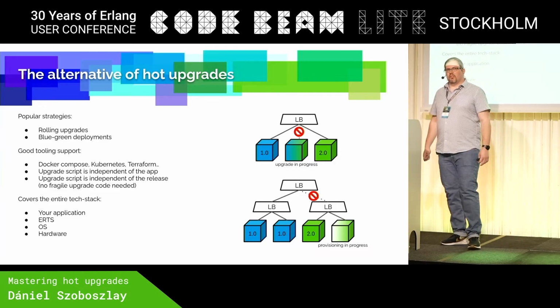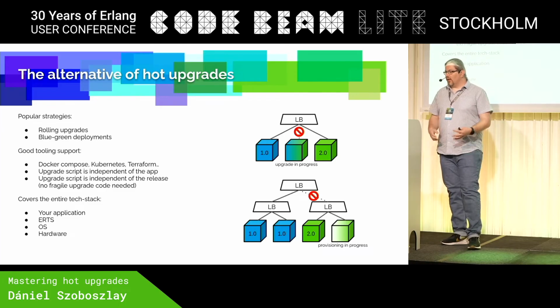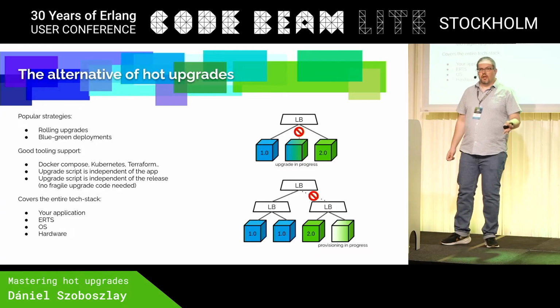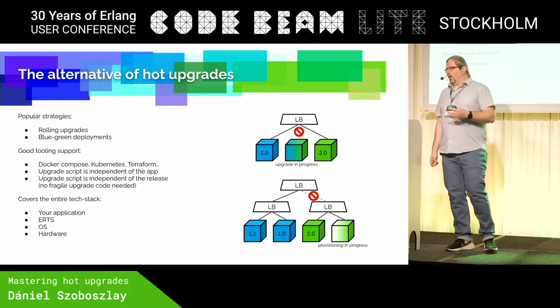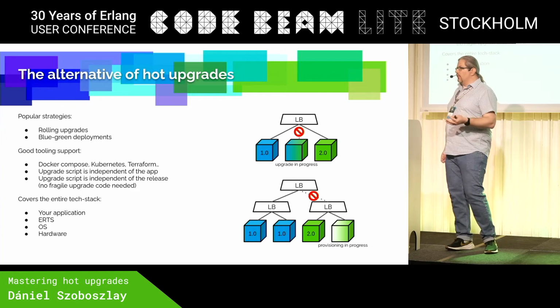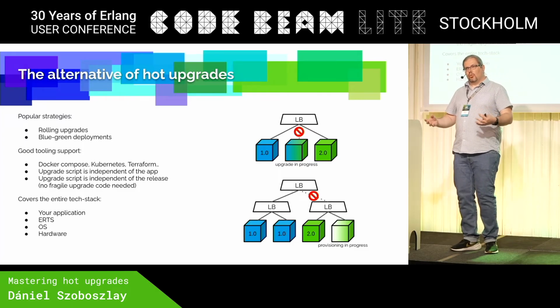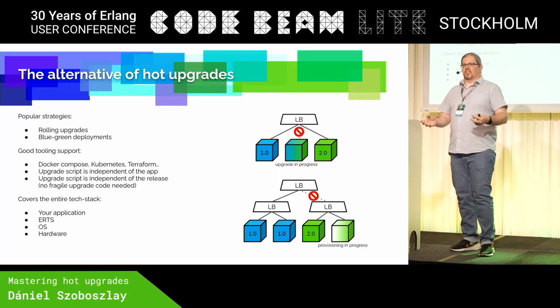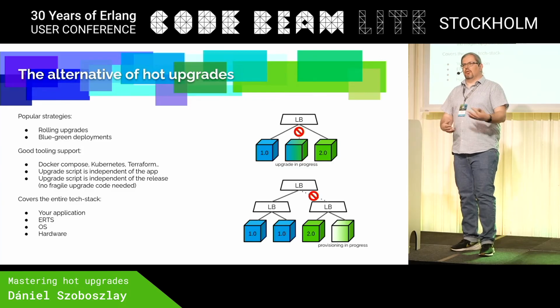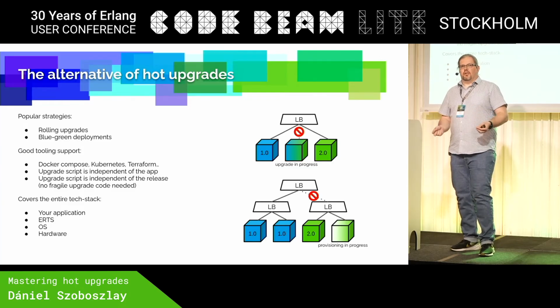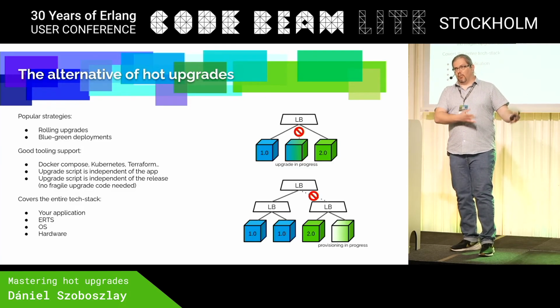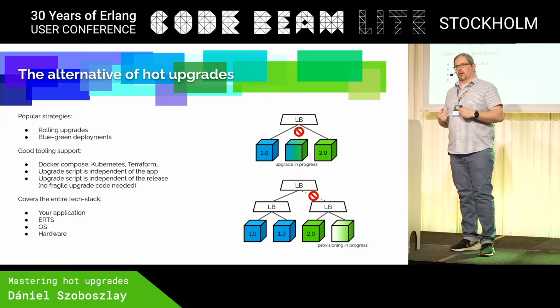And they came up with some very nice strategies like rolling upgrades or blue-green deployments, which have a bunch of tremendous benefits. First of all, good tooling support. You can use Kubernetes or Terraform to automate these upgrades. And the good thing is that these tools treat your system as a black box that can be stopped, started, and maybe a new version installed. But it means that you can just take everybody else's upgrade script and use it for your own system.